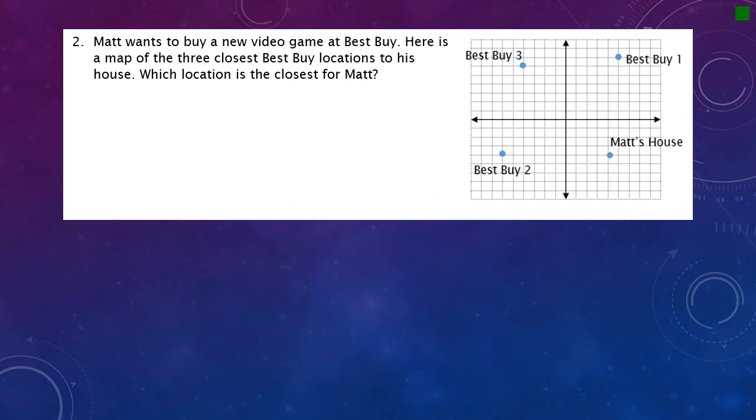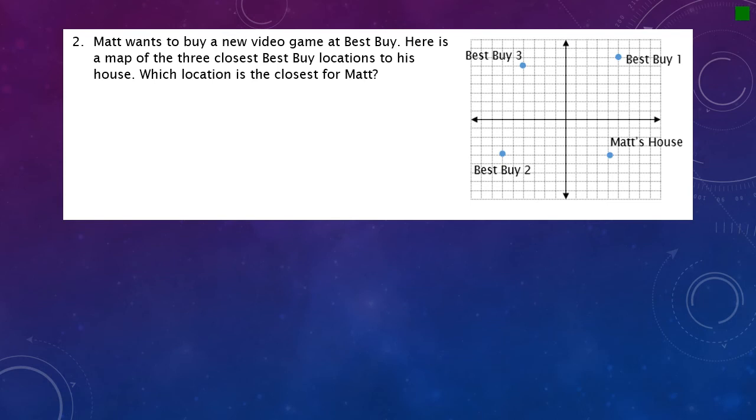Matt wants to buy a new video game at Best Buy. Here is a map of the 3 closest Best Buy locations to his house. Which location is the closest for Matt? So we have to do the distance formula 3 times because we have to find it once for each of the Best Buys, and then we'll compare those answers, and whichever one turns out to be the shortest distance, that would be the one closest to his house. So here we go.